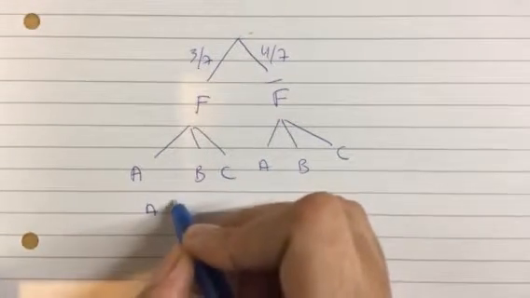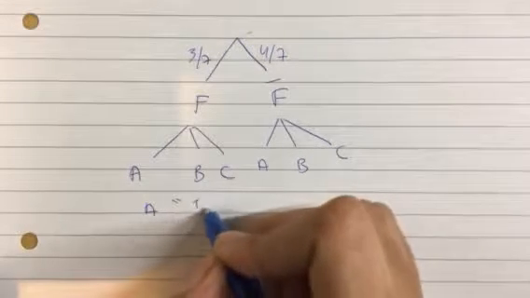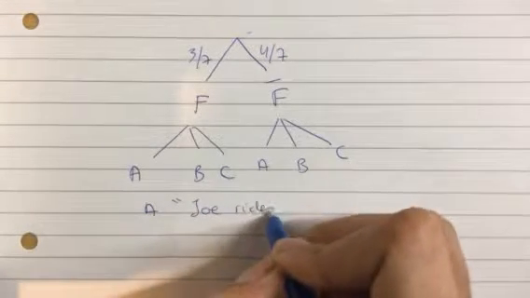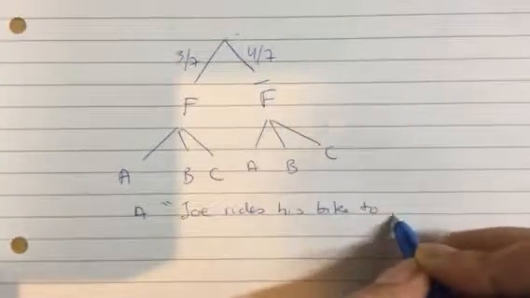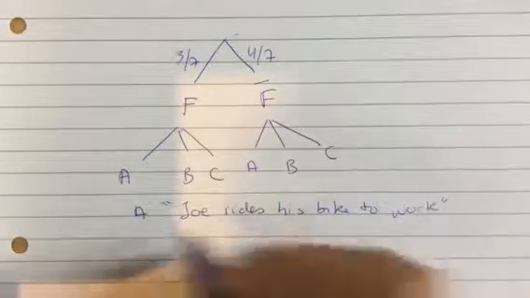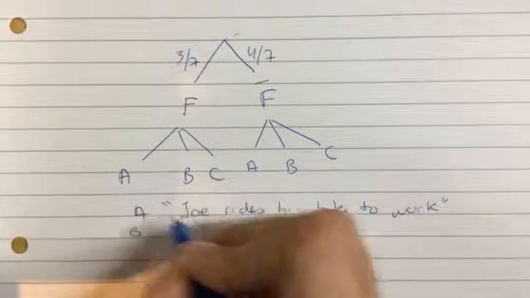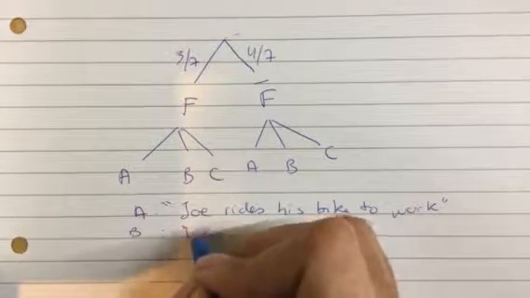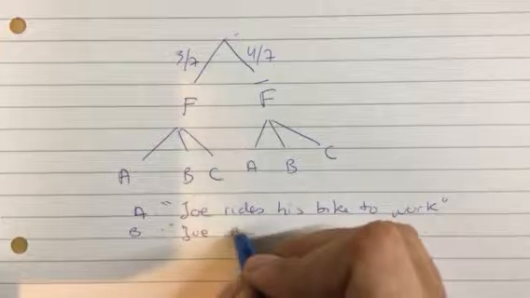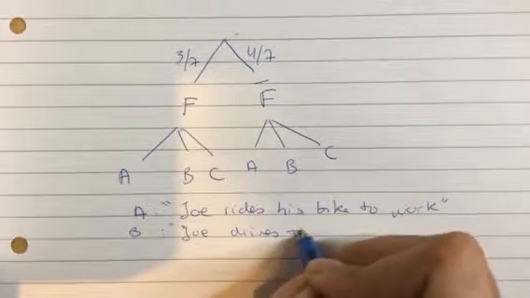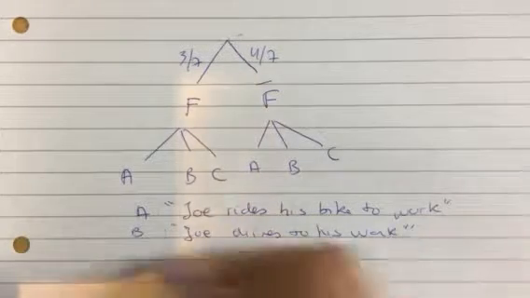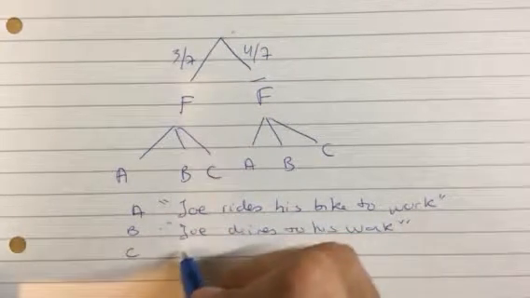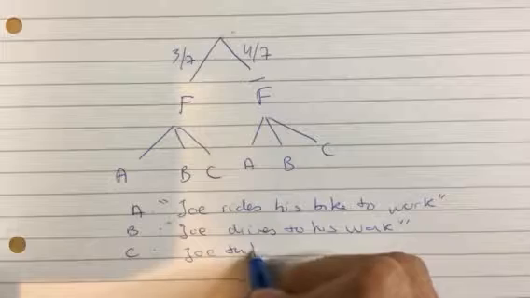A is the event Joe rides his bike to work. B is the event Joe drives to his work, and C, Joe takes the train.